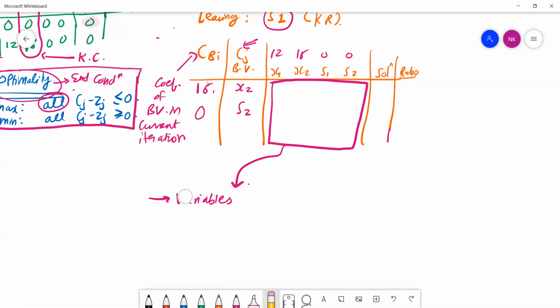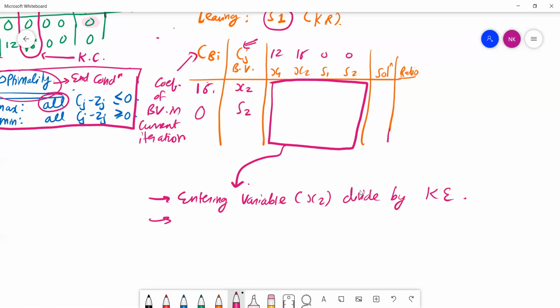For the entering variable, in this case it's X2. Divide by the key element.